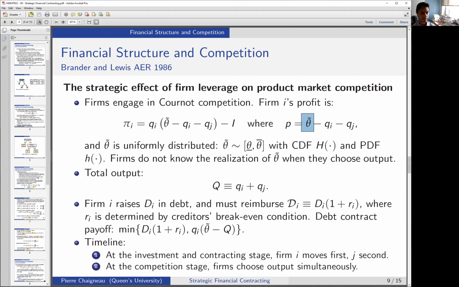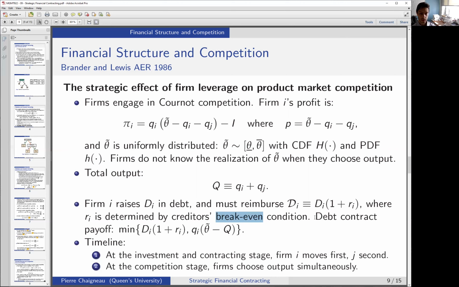Okay, so we're going to complement this model with a leverage decision. We're going to consider firm i, and firm i is going to be able to raise some debt. It's going to be able to raise this amount of debt with a reimbursement D_i. I'll use a slightly different notation, which is equal to the amount raised, capitalized at the interest rate r_i, where this interest rate is such that lenders break even. So we're going to have competitive lenders that make zero expected profits, and so these lenders must break even.